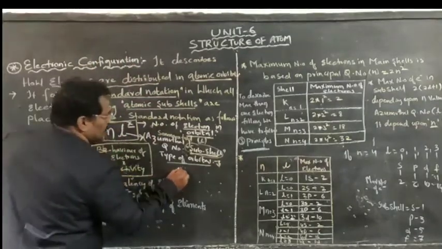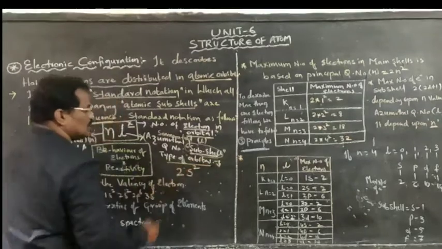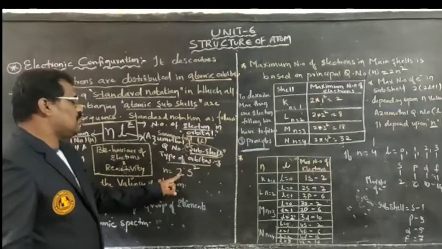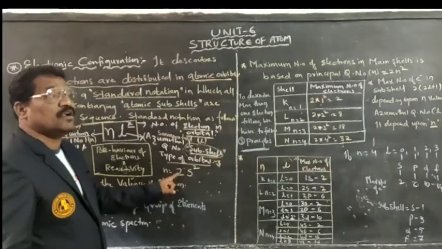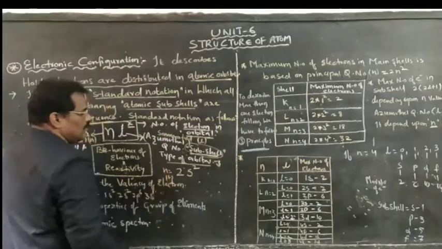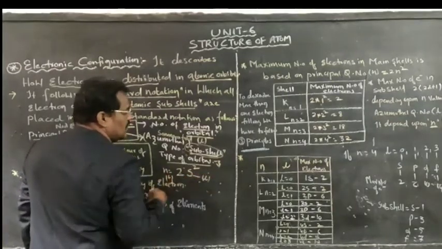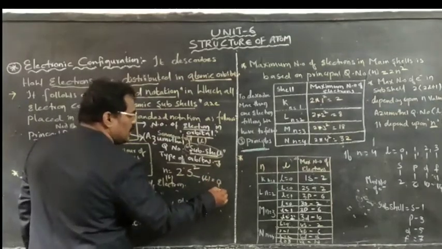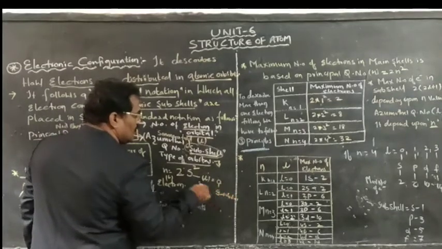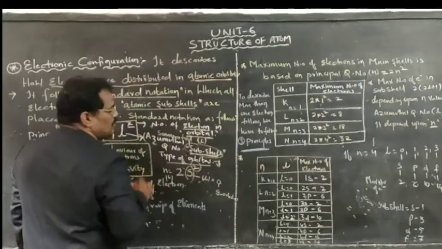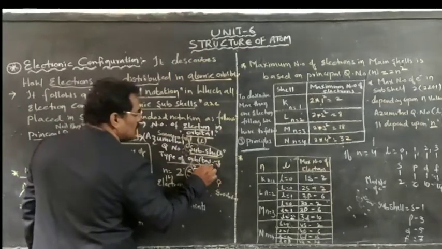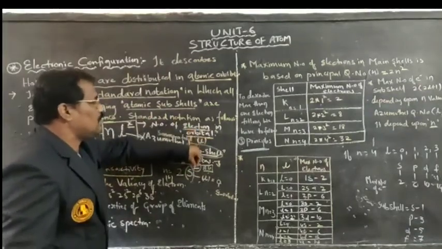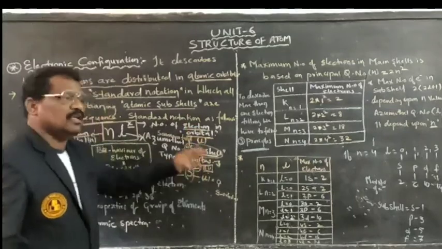For example, if I am taking 2s², 2 is the principal quantum number. That means n is equal to 2, the L shell, which is indicating the electrons. And s indicates the azimuthal quantum number. It belongs to l is equal to 0. If it is 0, we get the s orbital. In this s orbital, 2 electrons are accommodated. In that way, systematically, the information of electronic configuration can be given.